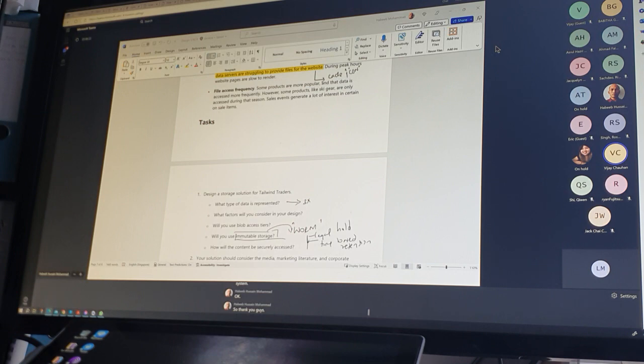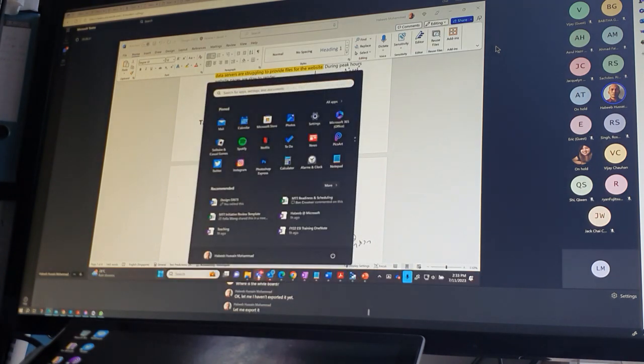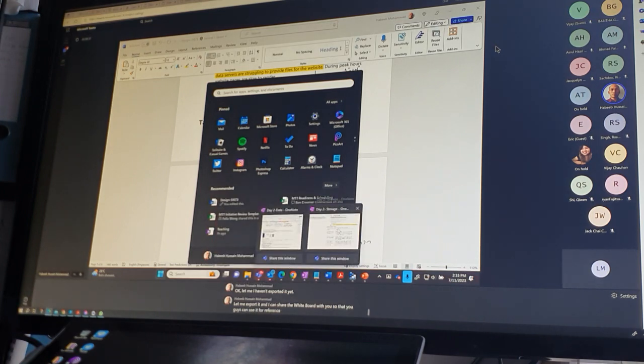Where is the whiteboard? Oh, okay. I haven't exported it yet. Let me export it and I can share the whiteboard with you all so that you guys can use it for reference. So day 2.